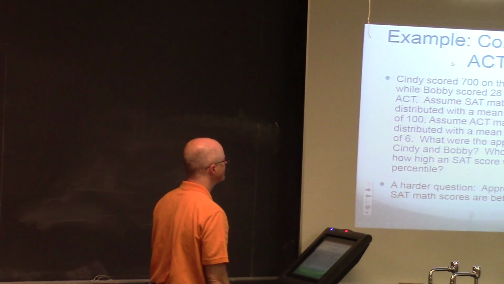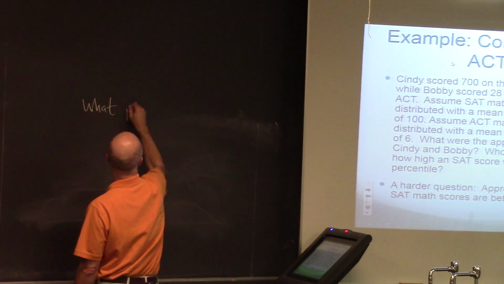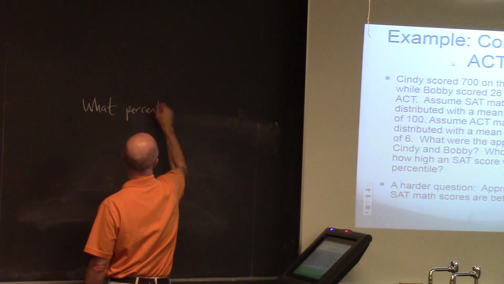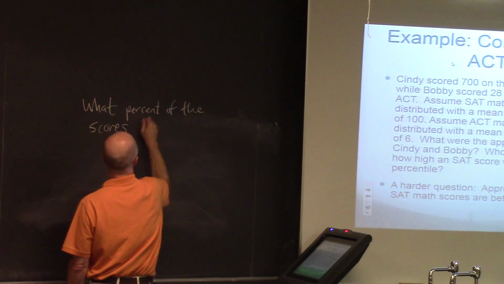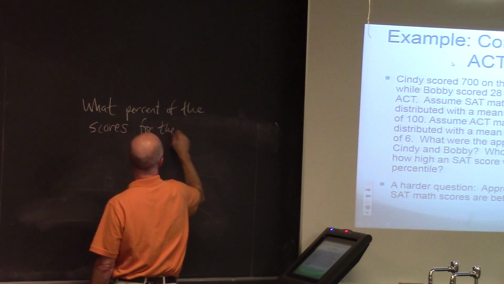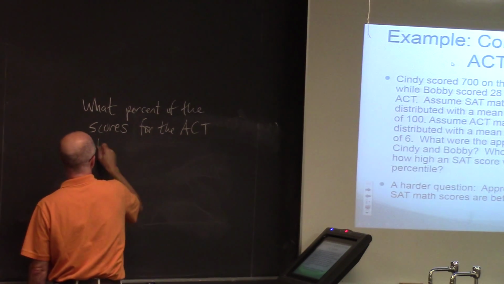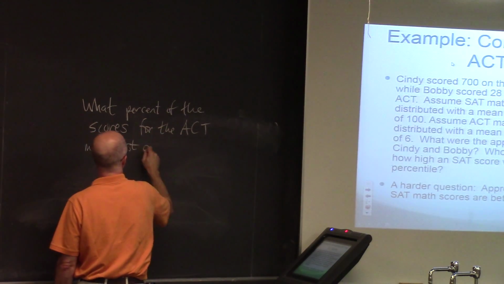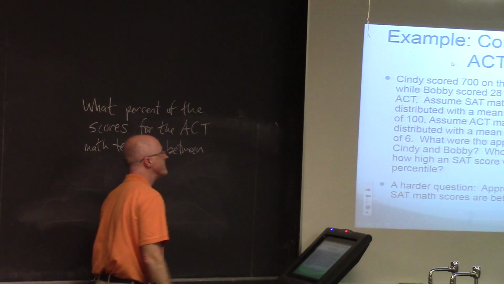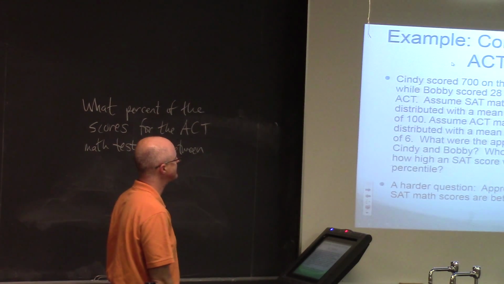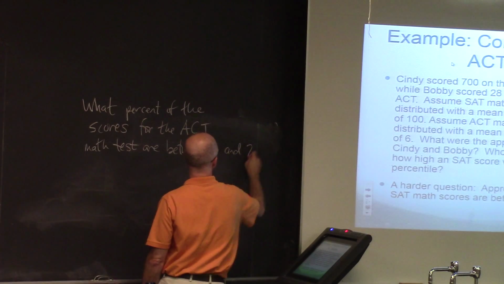Let's do a new question. What percent of the scores for the ACT, that's what most of you take, I think, math test, are between, the mean there for the ACT is 18 and the standard deviation is 6. Let's say between 16 and 26.